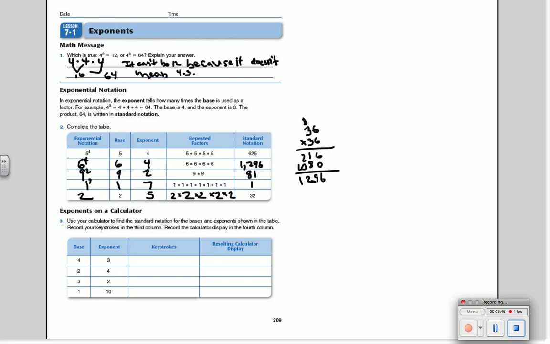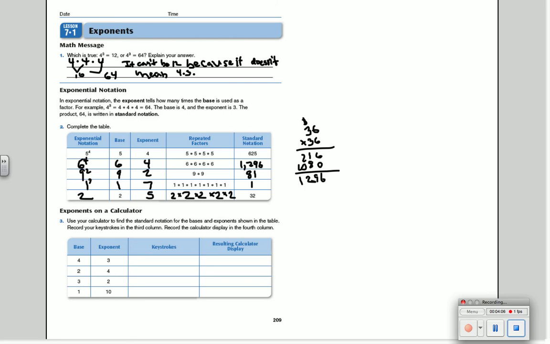Last one. This is probably the hardest one. In order to get this one, I actually started with the repeated factors, and I started writing 2 times 2, and then I kept multiplying 2 by the number that I would get until I got 32. So what I mean by that is I wrote down 2 times 2, which I know is 4, and then I wrote another times 2.